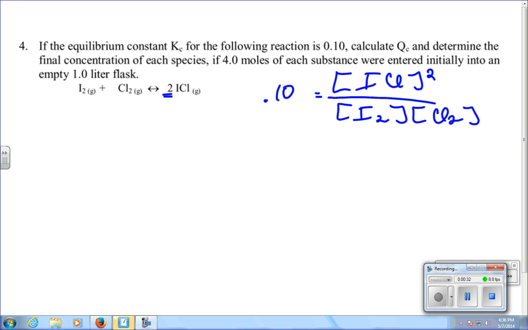So then in the process, we need to figure out which direction the reaction is going. Is it at equilibrium? Is it going forward? Is it going in reverse? And we find that out by calculating Q. So we notice that they give me 4 moles per 1 liter of each substance.